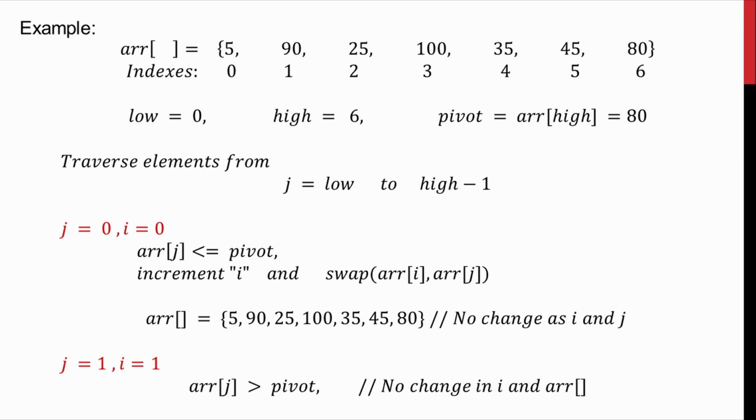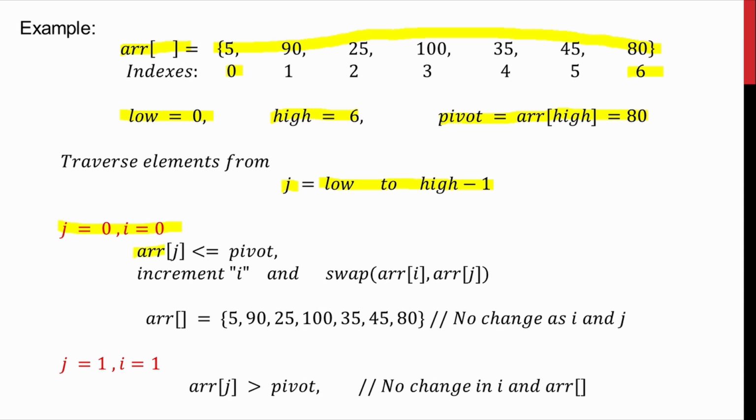So here we have an example of the quicksort algorithm. Here we have an array with 7 elements. These are 5, 9, 25, 100, 35, 45, 80 with the indexes 0 to 6. So initially, low is equal to 0, high is equal to 6 and pivot is equal to 80. This is the last element of our array. So we move j from low to high minus 1, meaning 0 to 5. So initially j is equal to 0, i is equal to 0.